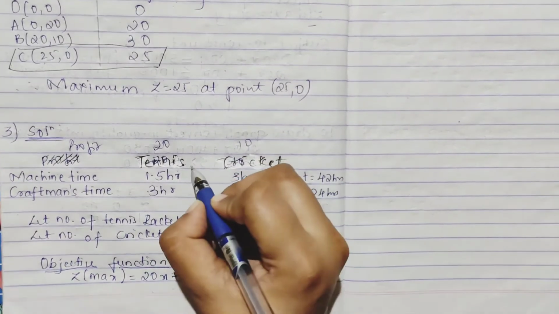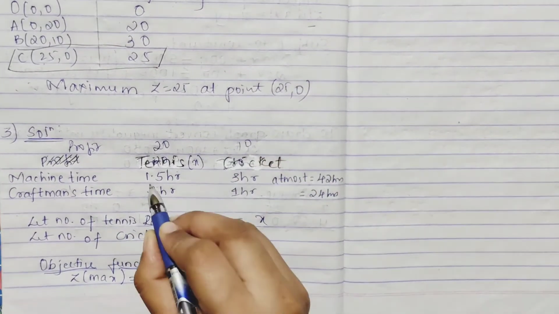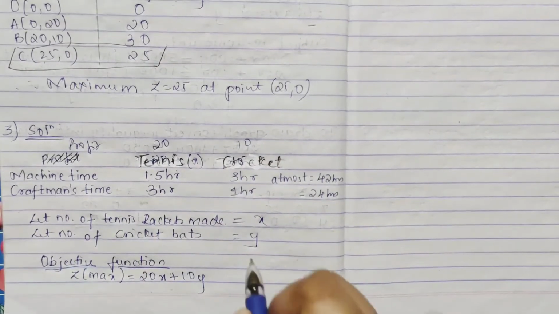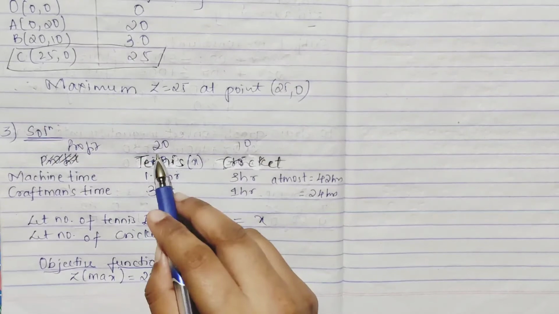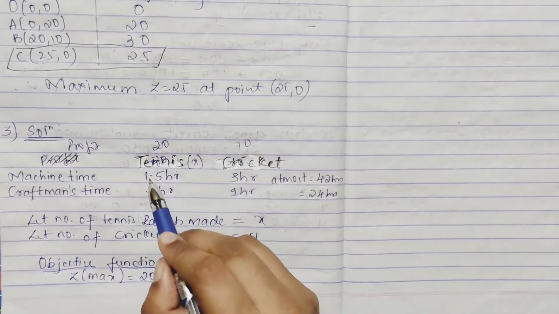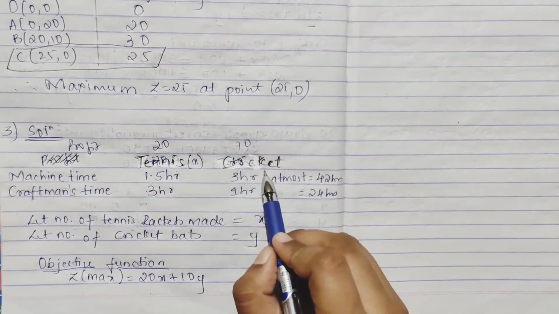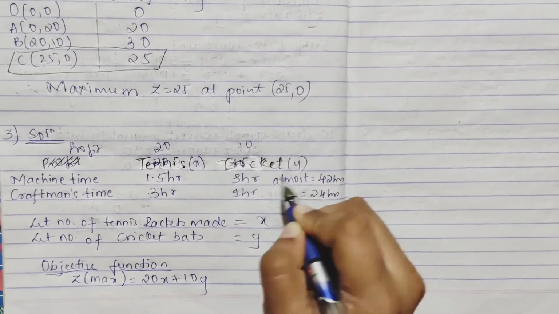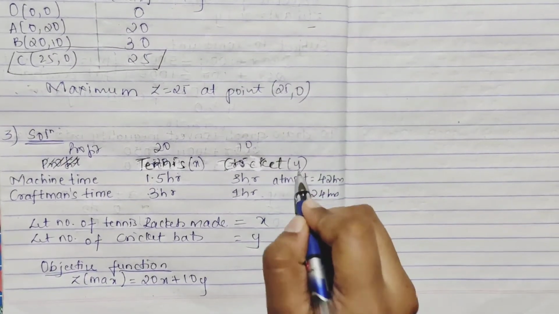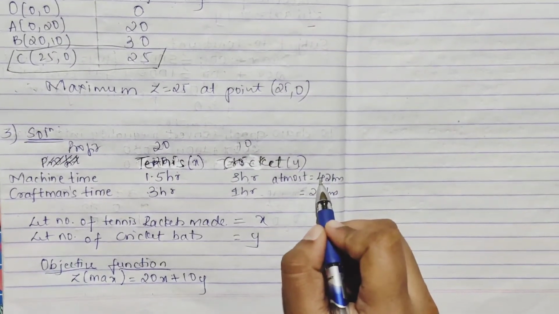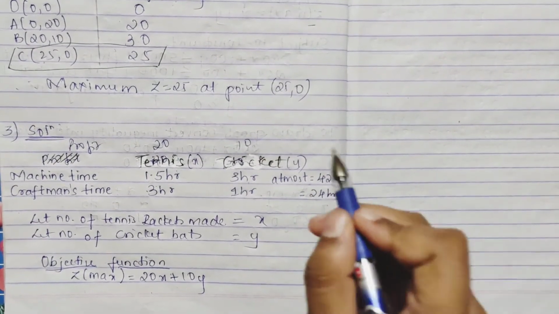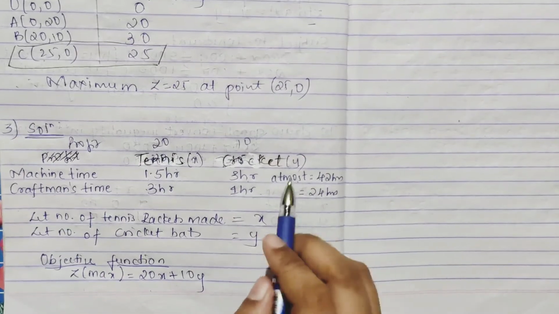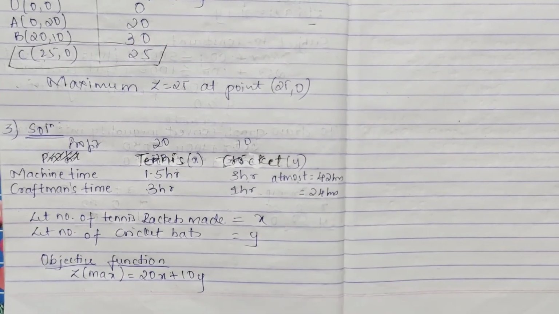See, to make one tennis racket it is taking 1.5 hours. So for X it will be 1.5 into X. In the same way, for cricket bat it will be 3 into Y, right? And at most they have said, at most means it shouldn't be more than the maximum, it should be less than or equal to, right? It shouldn't be more than means it will be less than or equal to.